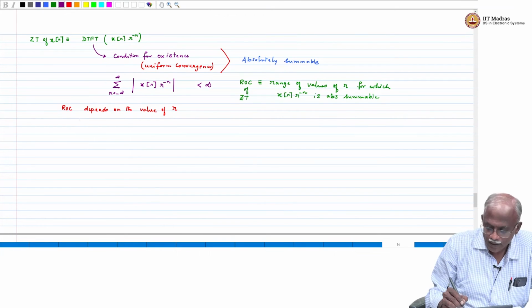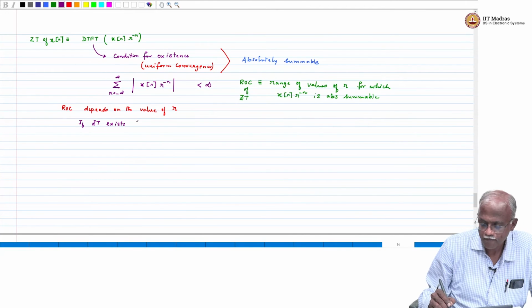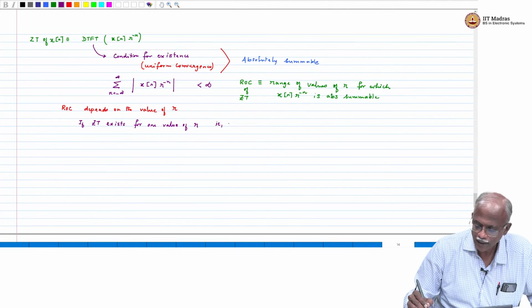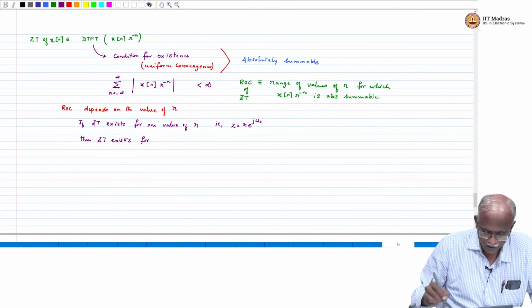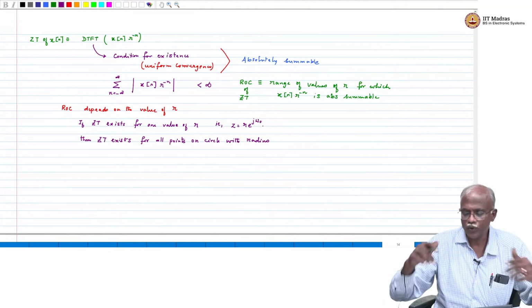So, we can also make a statement that if the Z transform exists for one value of R, with some angle, let us say that this can be written as z equal to r e power j omega naught, then the Z transform exists for all points on the circle with radius equal to r. Okay, it does not depend on the angle, it depends only on the radius.